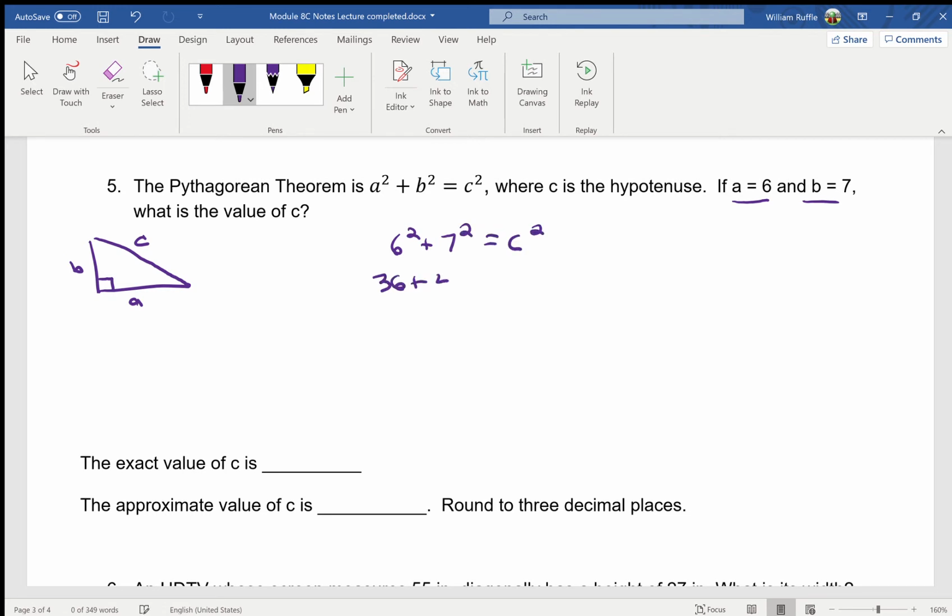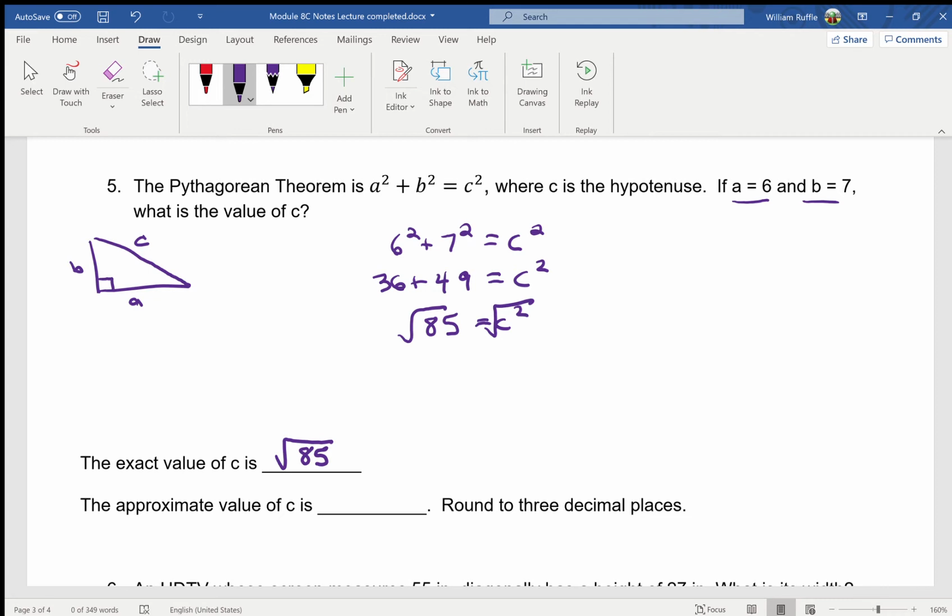Now, please let the calculator do all this. You can do this in one step. So 85 equals C squared. I square root each side. Now, are there any perfect squares in 85 that I can pull out? I really don't think so. There's nothing in there. So the exact value, and this is where I'm going to leave it in square root or radical form, is the square root of 85.